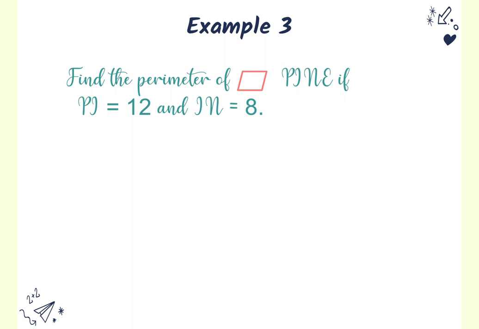Example 3 says find the perimeter of parallelogram PINE. It doesn't matter where I put the P as long as I go in order after that, and I could go clockwise or counterclockwise. But PI is 12 and IN is 8, so the opposite sides would be the same. And the perimeter, I would add up all those sides. So 12 plus 8 is 20, 12 plus 8 is another 20, which means the perimeter is 40.